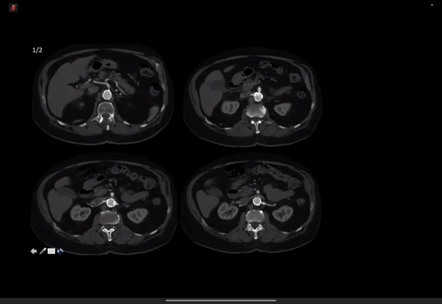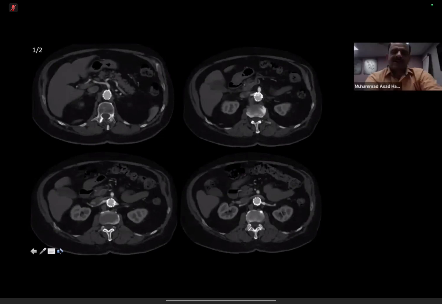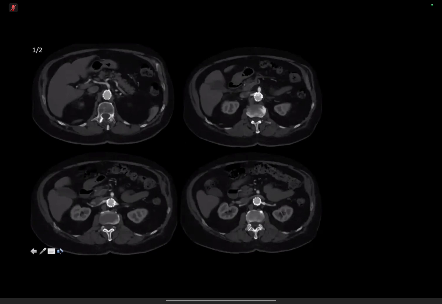There's focal areas, and it appears to be in the anterior aspect of the abdominal aorta. I can't see it in any of the other images. This may represent an endoleak in this area. Outside the aortic stent. This is within the aortic stent. Okay. So there's high density material.